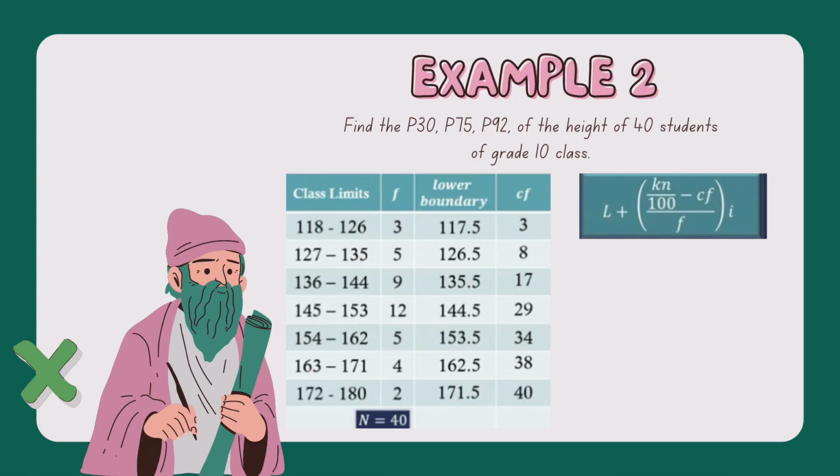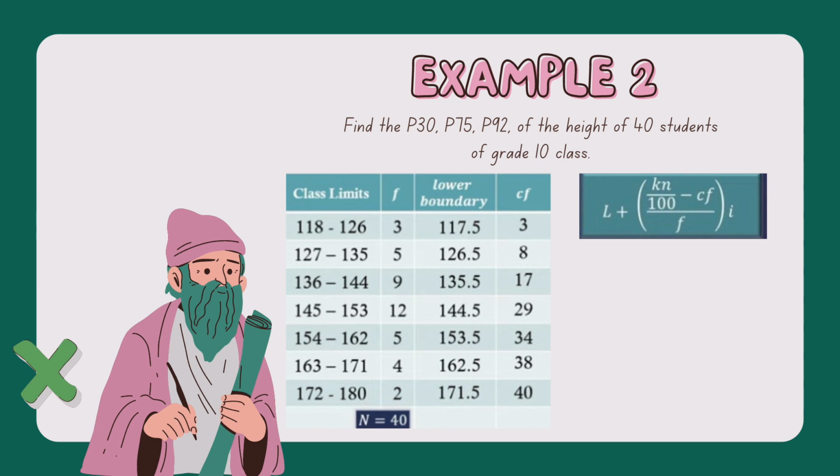This is another example for our presentation, which is find the 30th percentile, 75th percentile, and 92nd percentile of the height of 40 students of grade 10 class. Dito sa problem na to, given na yung class limits and frequency. Hindi katulad dun sa nauna nating mga example na kailangan pa natin magtally, hindi na natin gagawin yon. Kung titignan natin yung class limits, unlike dun sa nauna, ito ay nauna sa taas.